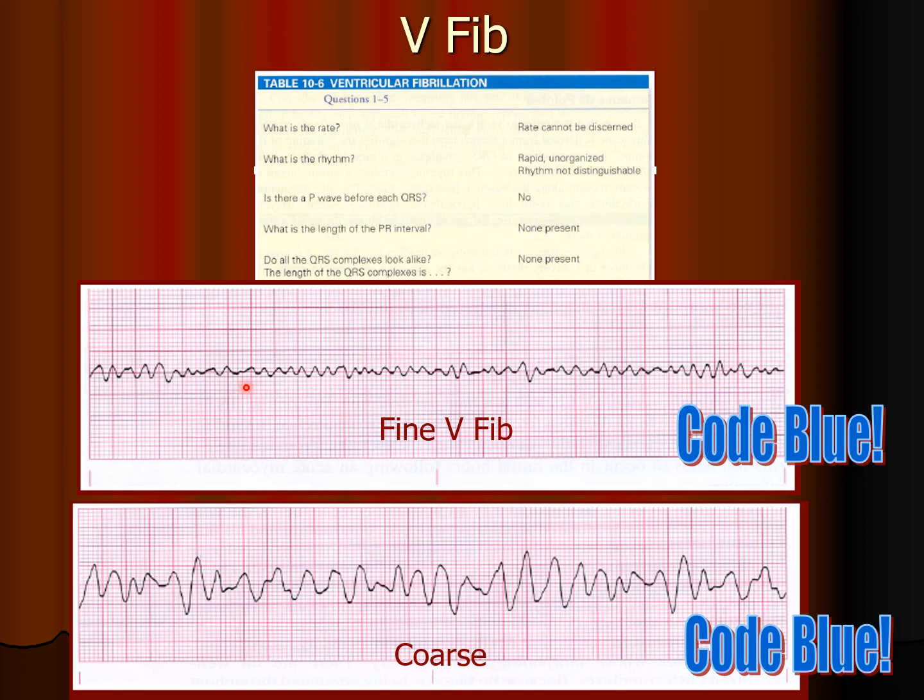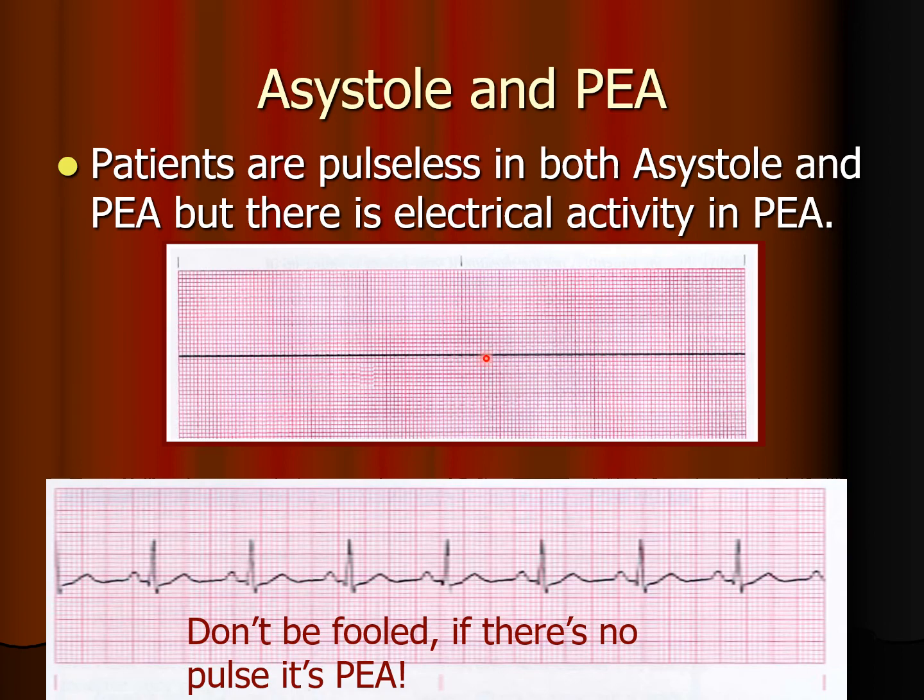And we can have fine or coarse, meaning this one's bumpier than this one. That's all. There's no rhythm. There's no heartbeat. You're going to check for a pulse on this. Chances are the patient's dead, and we're doing compressions and we're doing shock. Okay, so this is V-fib, and it looks like a scribbled line. V-tach does not. V-fib does.